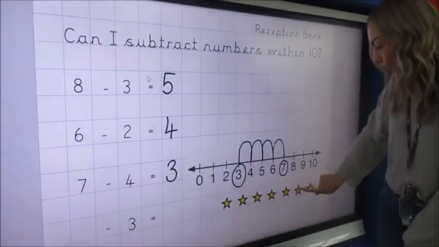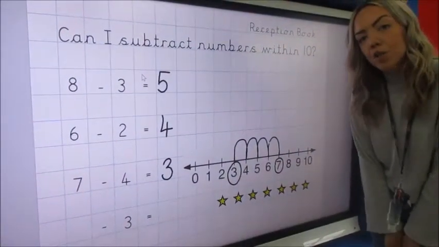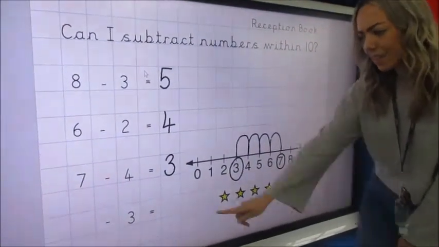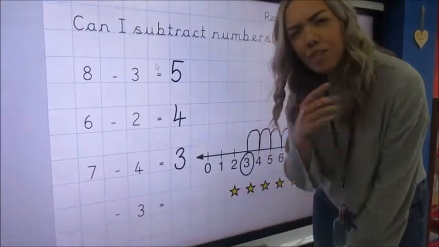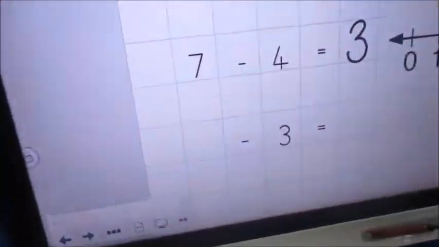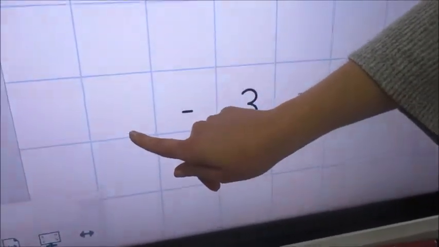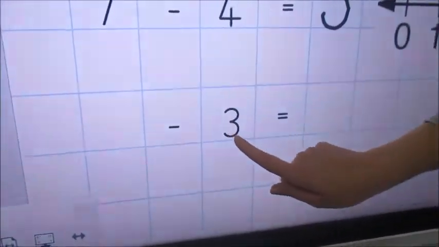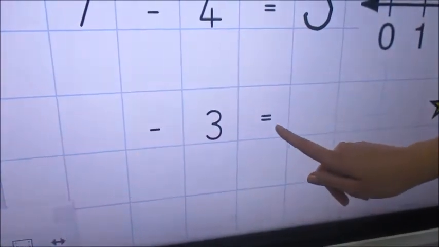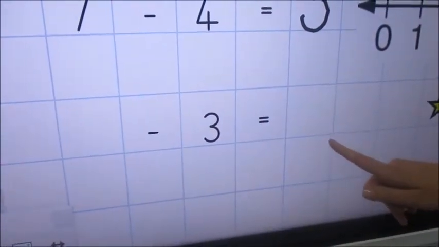And we're going to use objects to find out our subtraction sum. But let's have a look here. Something's wrong with my sum number sentence. It says something take away 3 equals, and then there's no answer either.